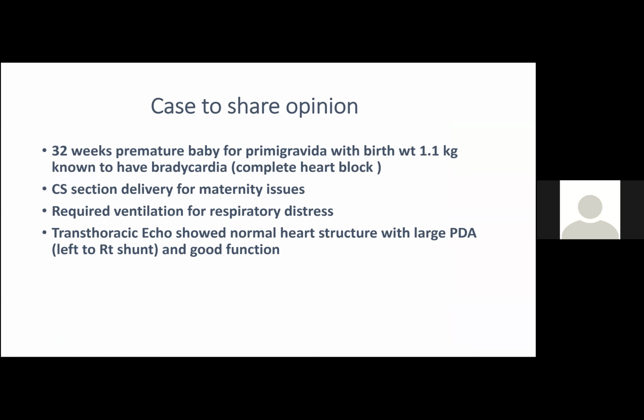Second case, actually, this is a little bit of a burning case. This is a 32-weeks premature baby for a primigravida with birth weight of 1.1 kilograms, known to have bradycardia, and it's a complete heart block. This is by fetal echo. So C-section delivery for maternal cause was done for this lady, and the baby required ventilation for respiratory distress. Transthoracic echo showed normal heart function with a large patent ductus arteriosus, left to right shunt, and good function.